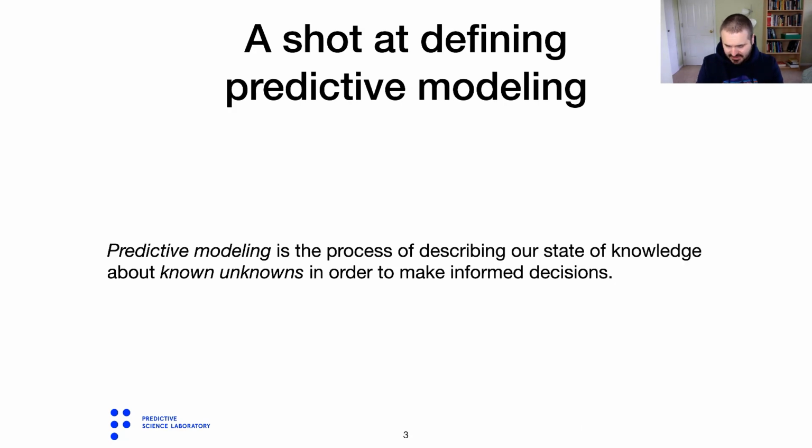Now, predictive modeling focuses only on known knowns and known unknowns. And it is in particular the process of describing our state of knowledge about known unknowns so that we can make informed decisions. So it's basically a process that allows you to enumerate all the things that you know that you don't know, quantify mathematically your uncertainty about these things, estimate the effects of this uncertainty on other derived quantities of interest, and then use the results of this analysis to make informed decisions.